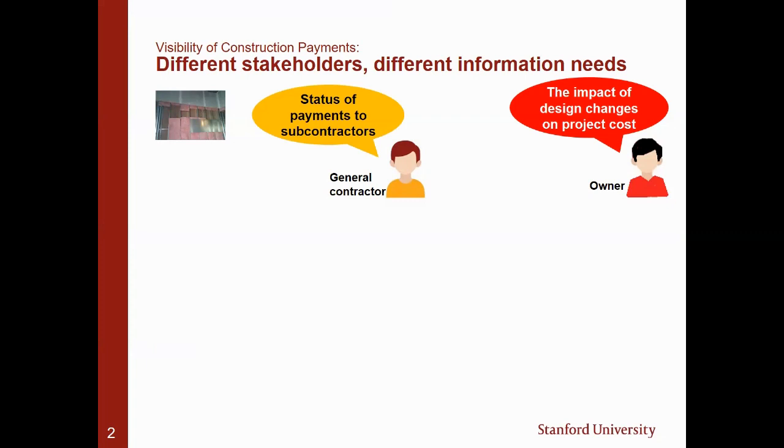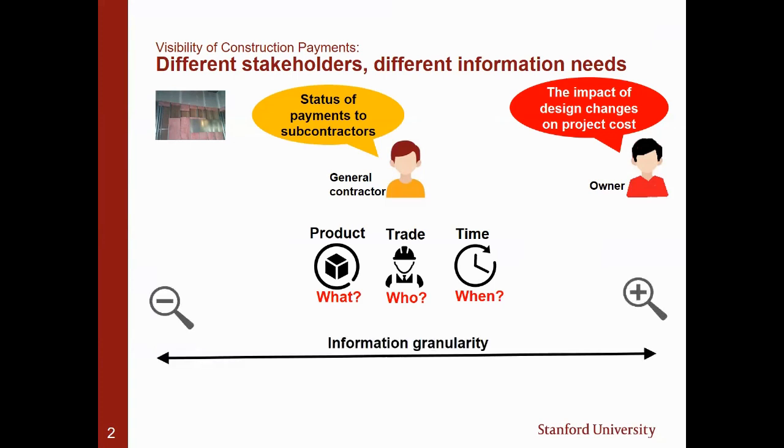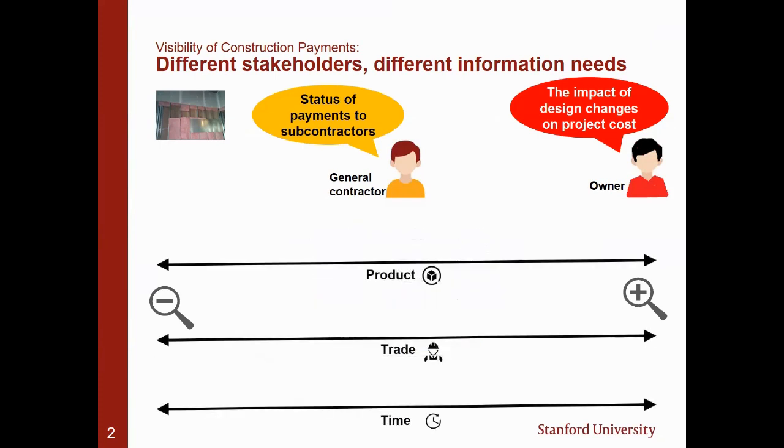As these two parties go about looking at payment data to answer these questions, they would need to look at payments from three different perspectives: product, what is constructed; trade, who does the work; and time, for what period of work. And sometimes you have to be very detailed and ask a particular question, and sometimes you have to look at a 10,000 foot view. So you have three factors. Sometimes you are very granular, sometimes you're not.